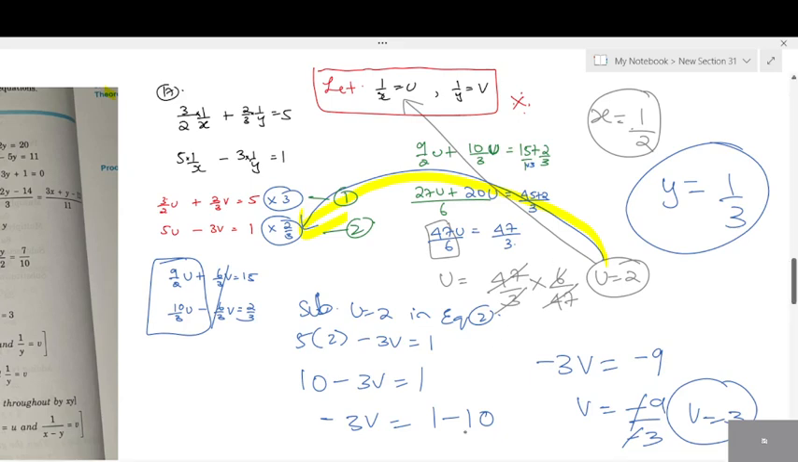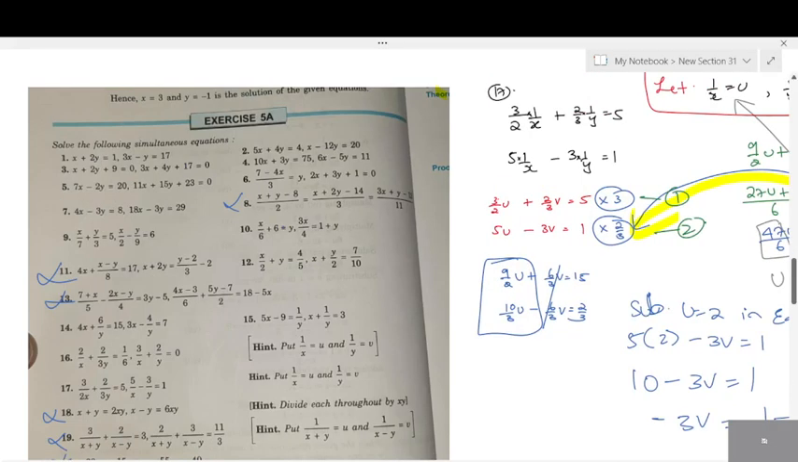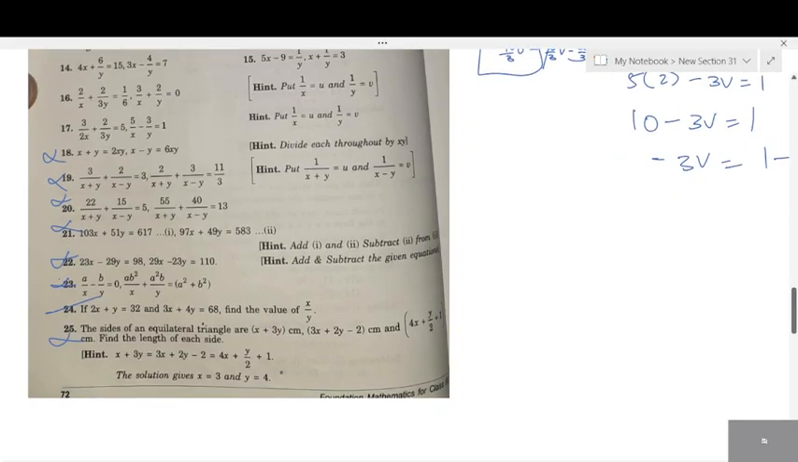Did you understand how to solve? First exercise is complete. Any doubts in this? 24th you'll do it. That's what I was about to tell. 24th, do it for homework. Look here. Which type is the 24th question? Do we need to take LCM or direct method? It's a direct method, right?